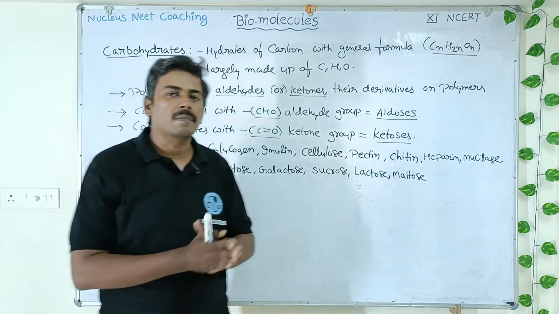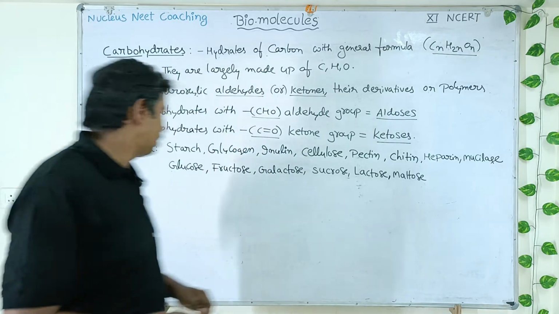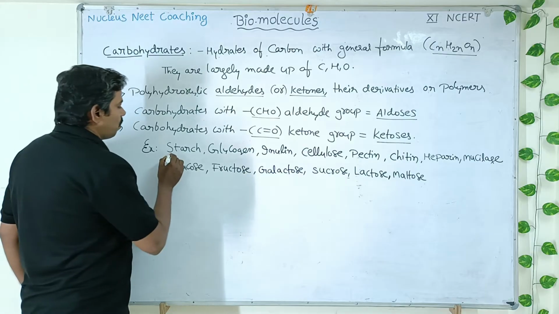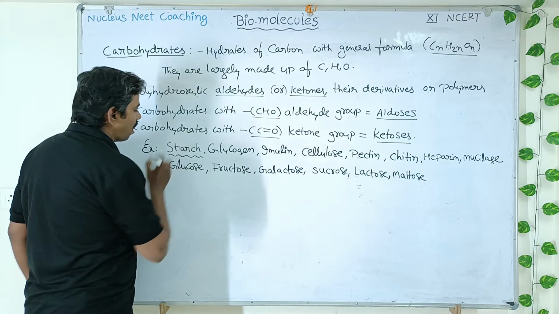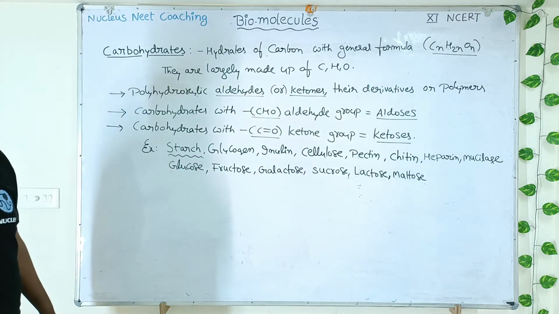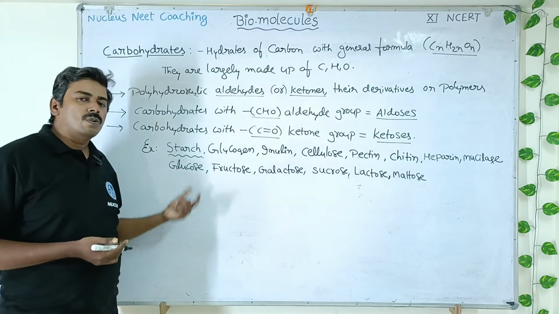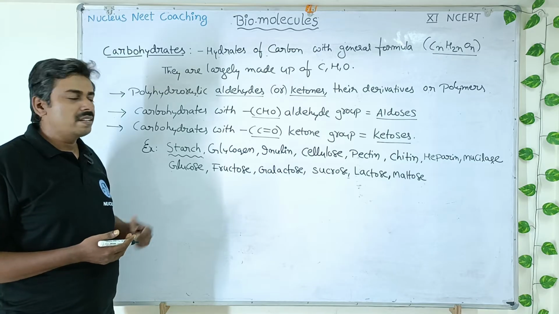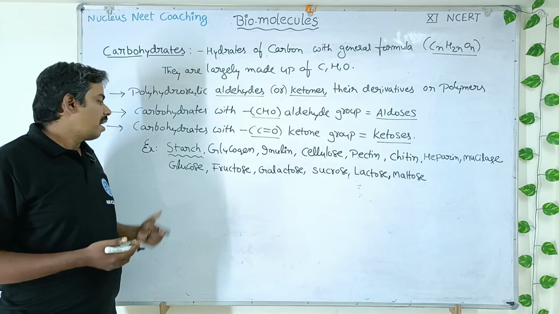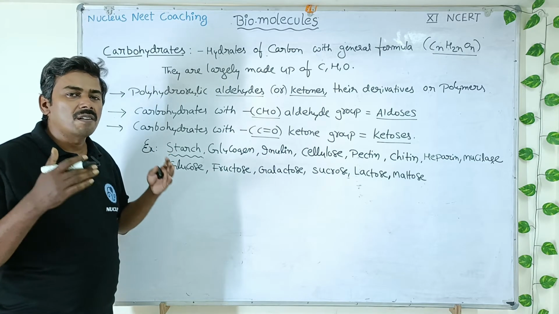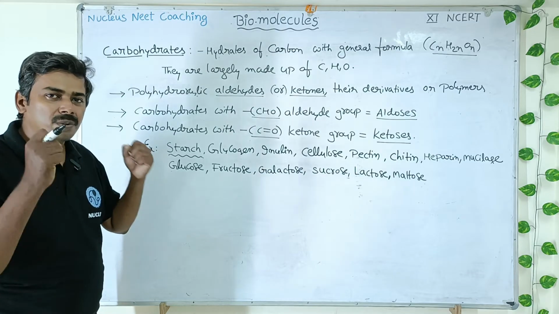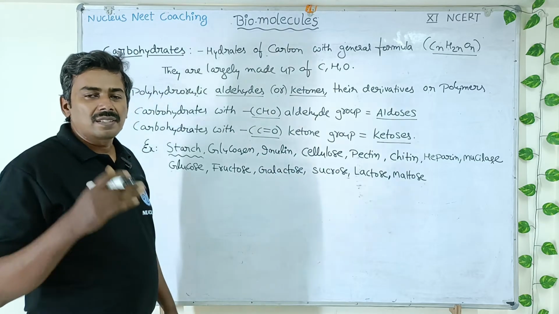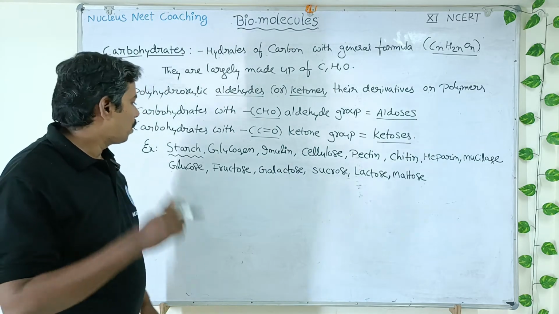Now let us see some examples of carbohydrates. Starch. Just now we have discussed starch. It is one of the important carbohydrates seen in plants. Plants store their reserve food material in the form of starch. It is the reserve food material in plants, and we human beings eat a lot of starch on a daily basis in order to get energy. Starch is present in food grains such as rice, wheat, and it is also present in potato.